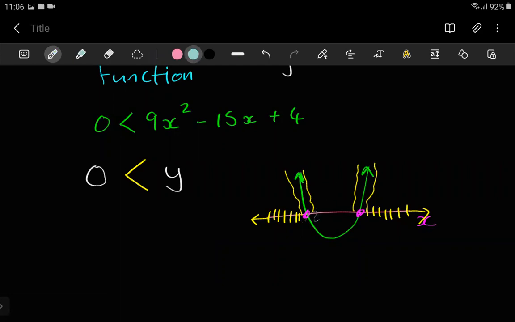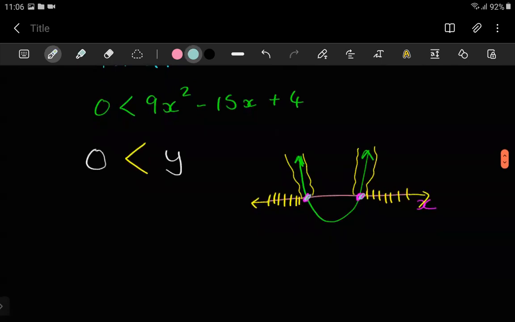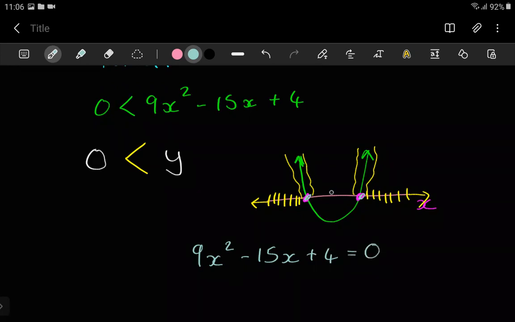So for us to find this particular x value and this particular x value, we just have to make this equation equal to 0. We have to solve for x here by making it equal to 0, so we get the two x values. Let's do that. 9x squared minus 15x plus 4 equal to 0.